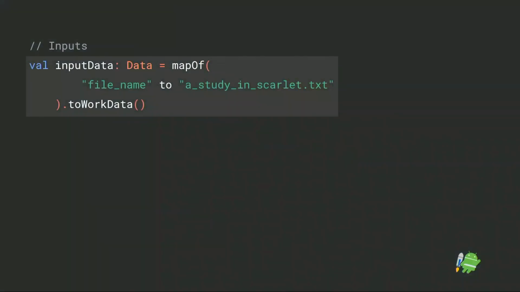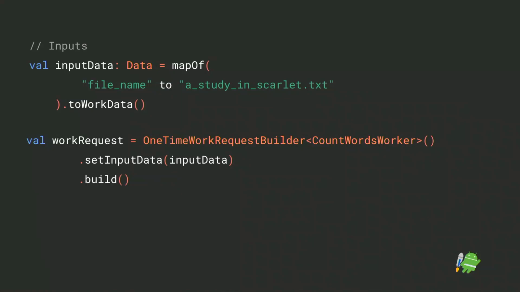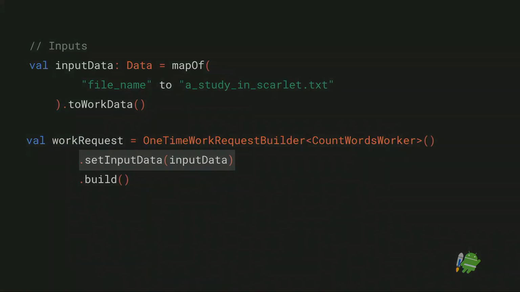So how do we create a Data? In Kotlin, you can make a map very easily. In this case, we're mapping the key file name to the value a steady in scarlet.txt. That's the novel that I'm going to look at. And I'll convert it to a work Data. So this is a Data object. And once I create my work request builder, I can set the input data on it. So this is the input data of that map. And I pass it along.